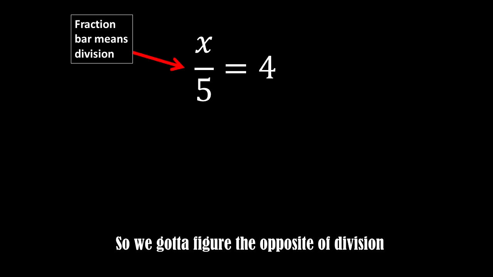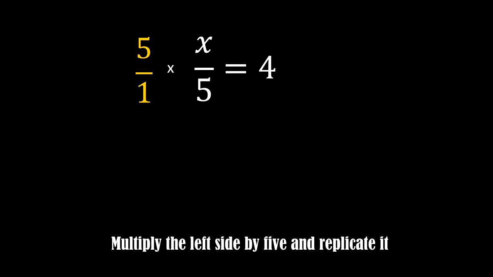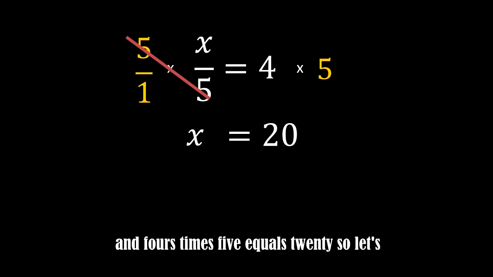So we gotta figure the opposite of division. Let's use our minds. It's multiplication. Multiply the left side by 5 and replicate it. X divided by 5 times 5 equals X. And 4 times 5 equals 20.